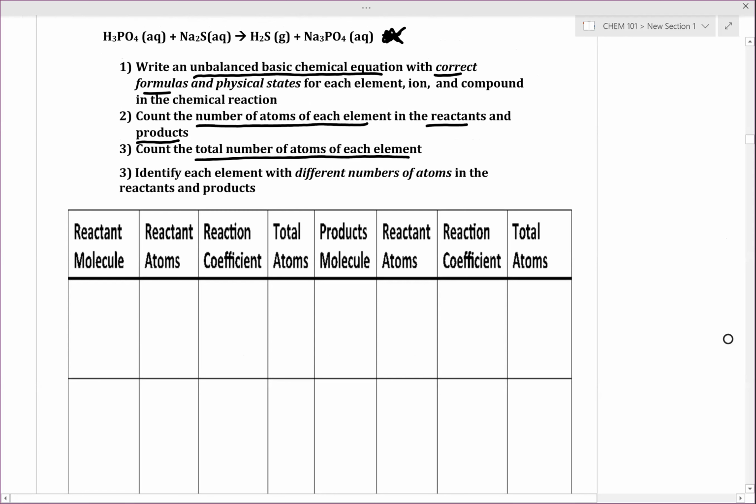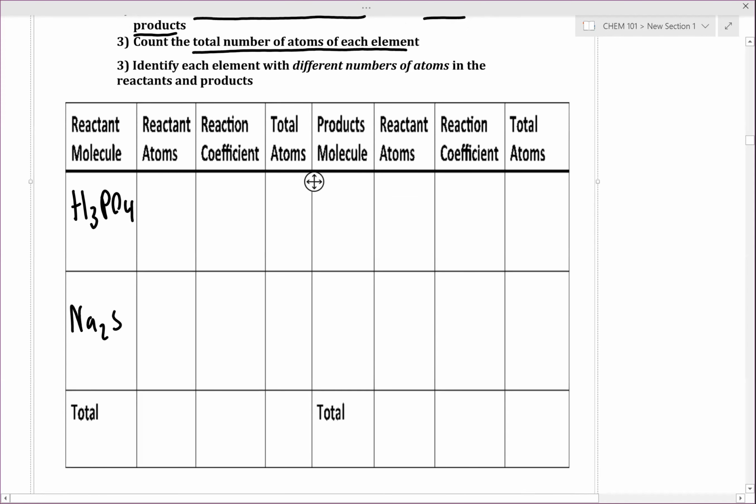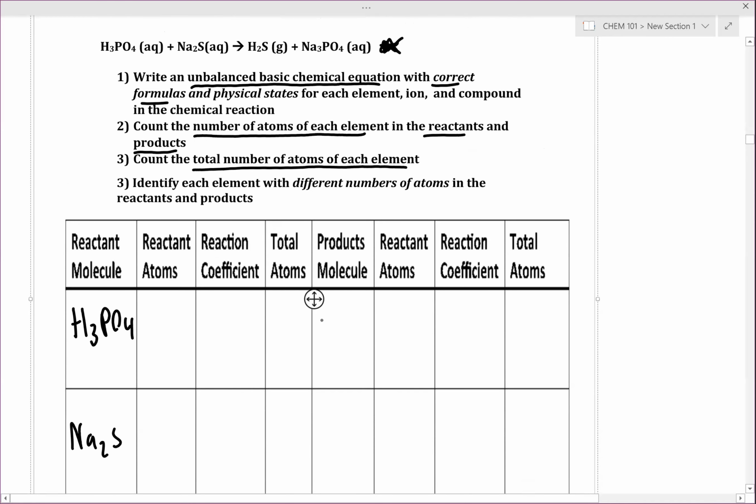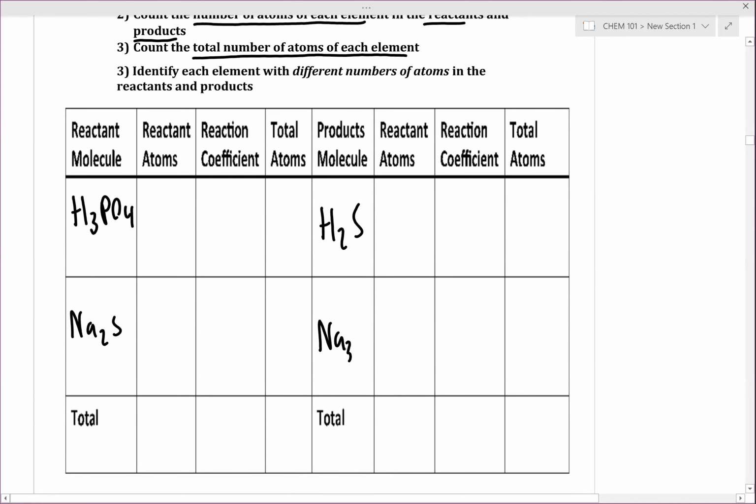So let's write our reactant molecule. So what's our first reactant molecule? Yeah, or phosphoric acid, H3PO4. Okay, and our second reactant molecule is sodium sulfide. Now that we have our chemical formulas in place, let's also write our product molecules. So we have hydrogen sulfide as one of our products and sodium phosphate as our second product. Okay, so we put our reactants on the reactant side, our products on our product side.